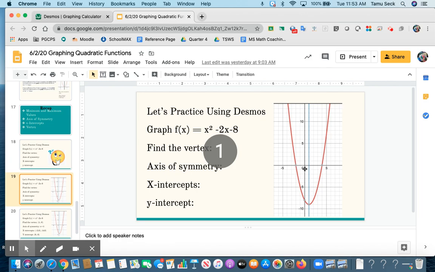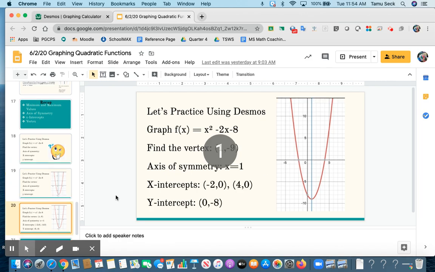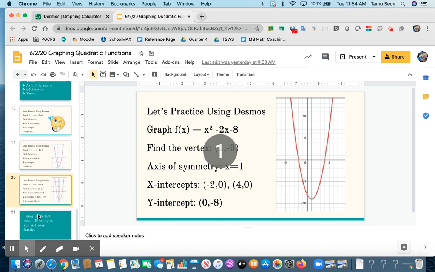So the vertex is at 1, -9. The axis of symmetry is at x is equal to 1. The x-intercepts are at -2 and 4, and the y-intercept is at 0, -8.